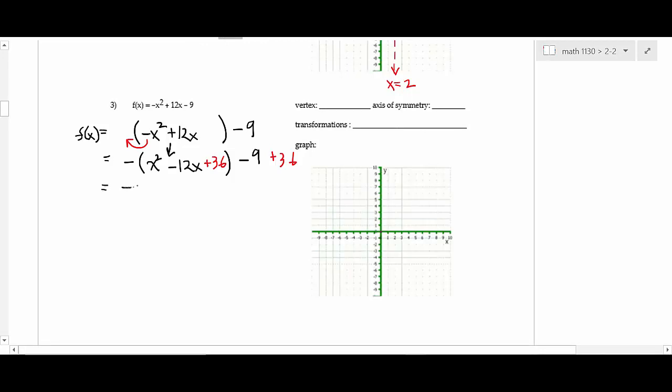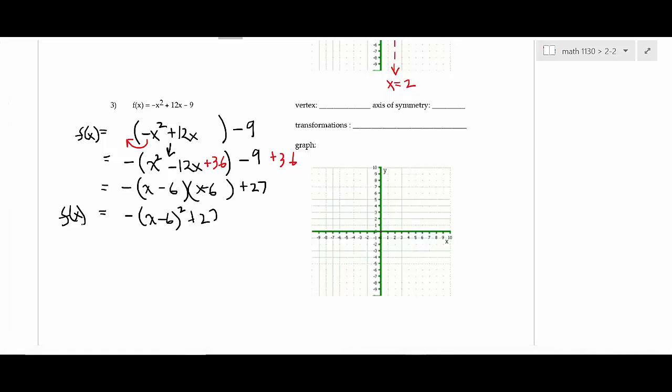Okay, so now we factor. The negative is there. If we factor that, we would have x minus 6, x minus 6, and then that would be plus 27 like that. So you would end up having negative x minus 6 squared plus 27 as your standard form. Okay, so that's a little trick that you have to apply when you have that: you have to do your completing the square like that. Okay? All right. Everybody okay with that?